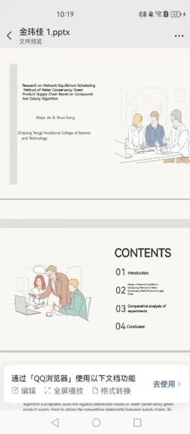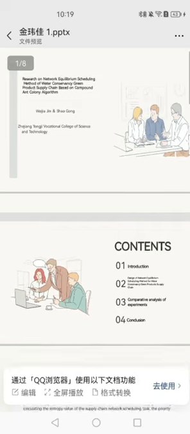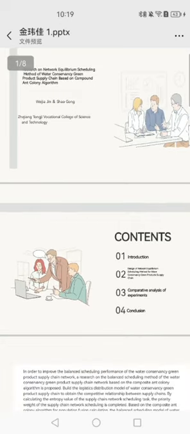Research on network equilibrium scheduling method of water conservancy green product supply chain based on compound and colony algorithm. Wei Jia and Shao Gong, Zhejiang Tongji Vocational College of Science and Technology.